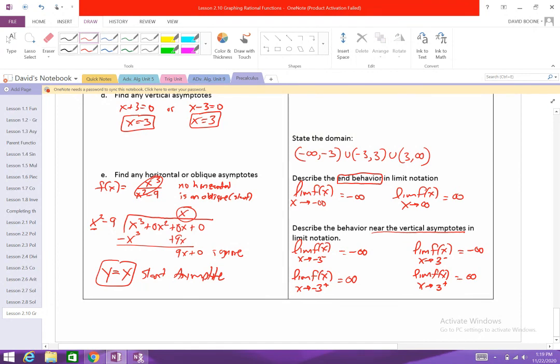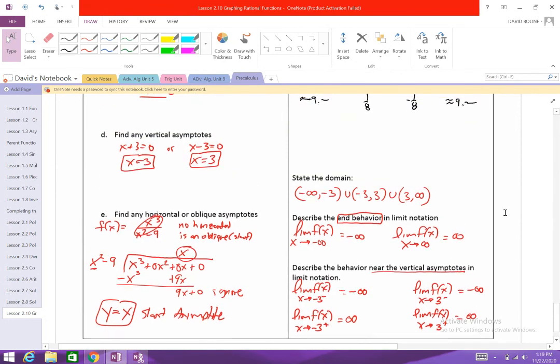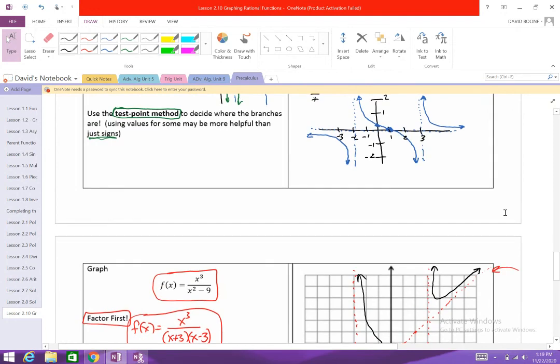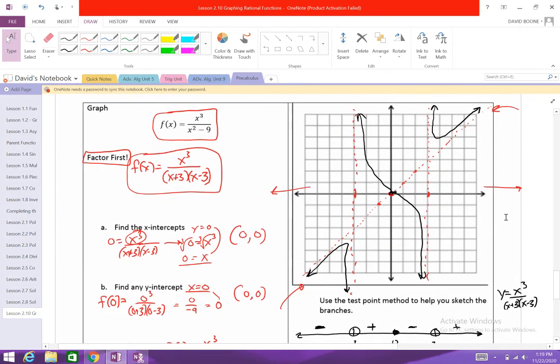All right, well that gives you some examples of how you can do some graphing by hand of our rational equations, and gives you a little chance to practice and ask some questions.